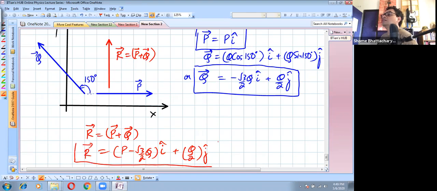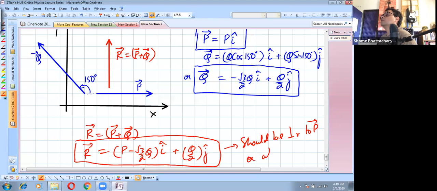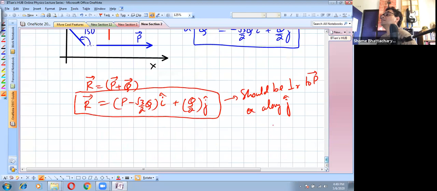Now this resultant should be perpendicular to P. That means it should be along J cap. That means that resultant's X component should be 0. Only the Y component should be non-zero.